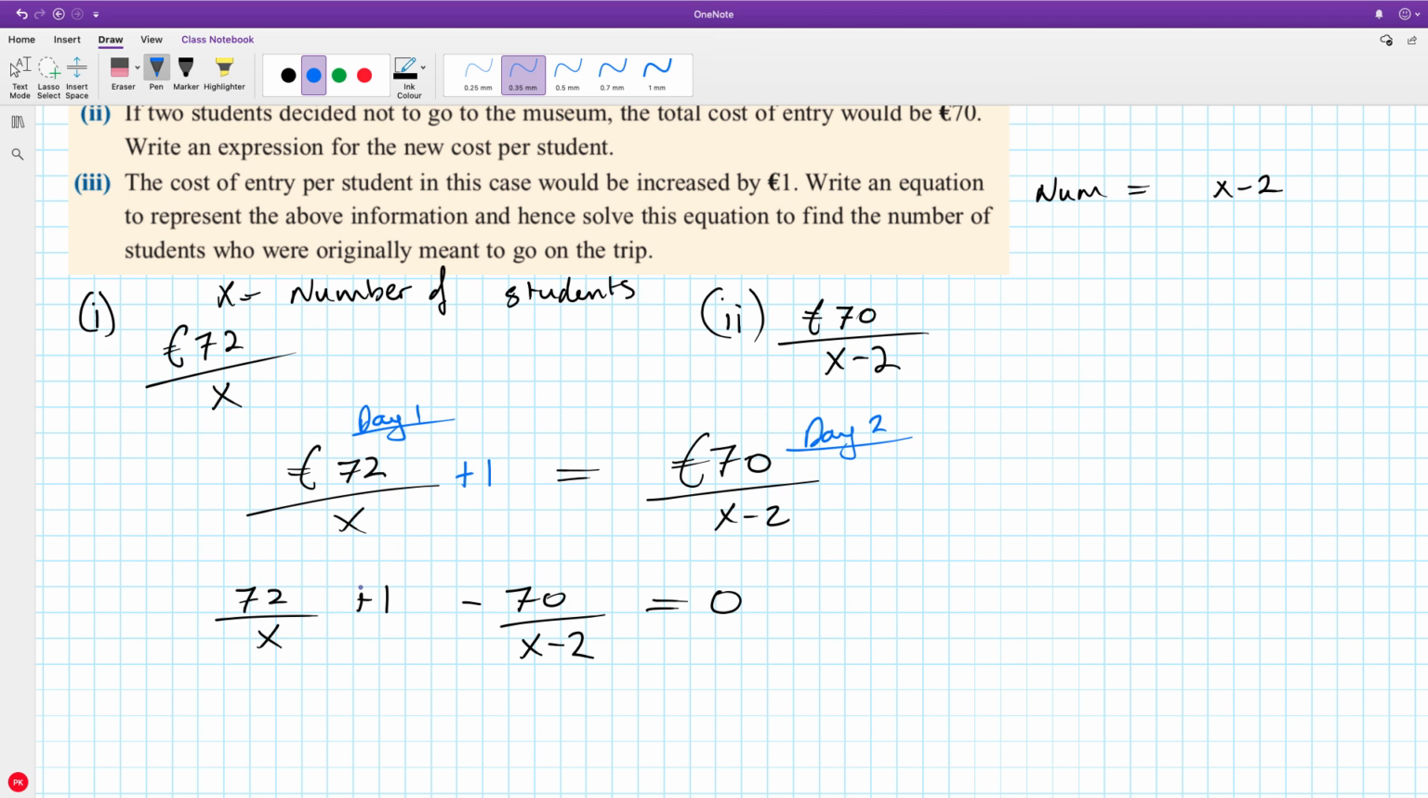Multiply across by what to solve it? What can I do to make it just way easier to knock out the bottom line? Get a lowest common multiple of X and X minus 2. We did these last day. So we just multiply this by X and X minus 2, this by X minus 2, and this by X and X minus 2. Right, off you go, solve it for me.